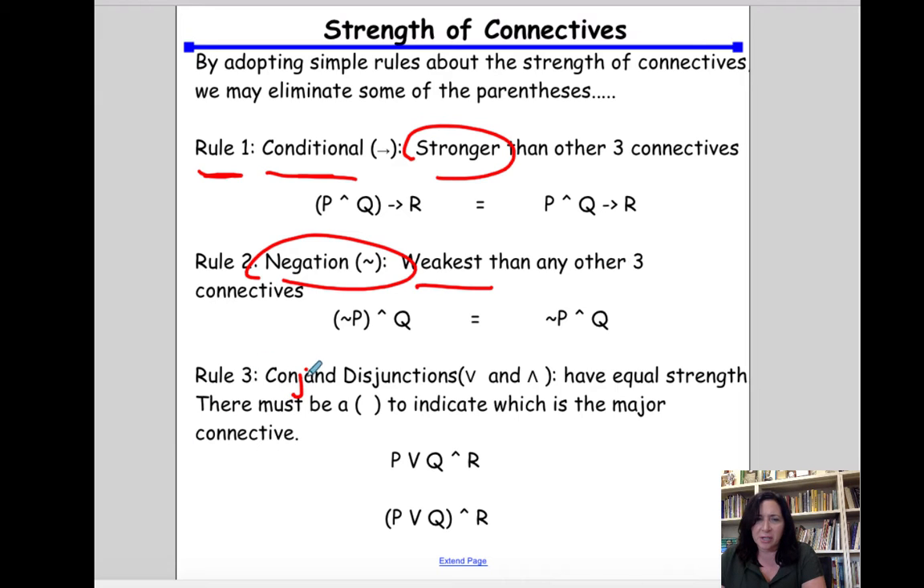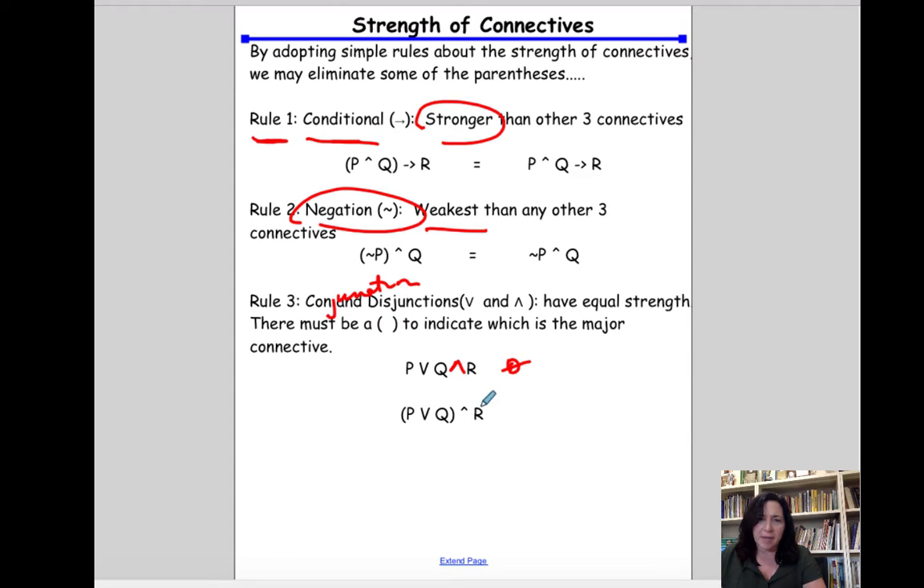That's always the weakest. Conjunctions and disjunctions, they are equal. They have equal strength. So if you have a sentence that has both of them in there, like let's say this is your or and here's your and, there's no parenthesis there. So there would be no conclusion for this one. You write none or no conclusion because they both have equal strength. So you don't really know what has the strongest connective. But this one right here, because this is outside of the parentheses, that has the strongest. So whatever's outside of the parentheses has the strongest connective.